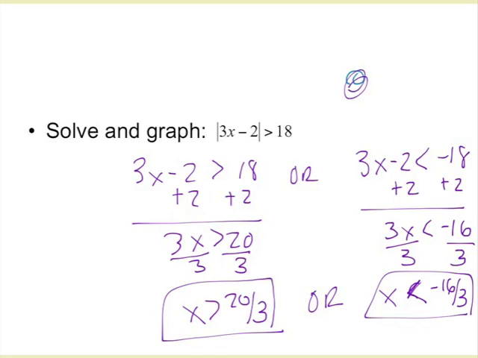So equations: we set the inside equal to the positive, inside equal to the negative. A less than, we set up strung together as an AND, putting the negative number over on the left. A greater than, we make into an OR statement. For the second one, flip the arrow, make it negative. Questions?